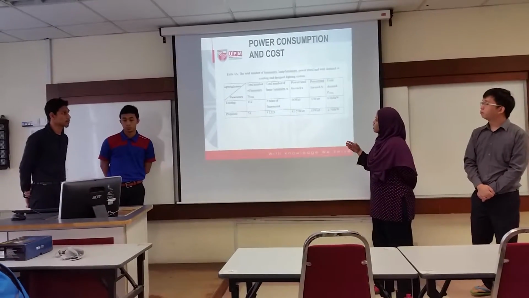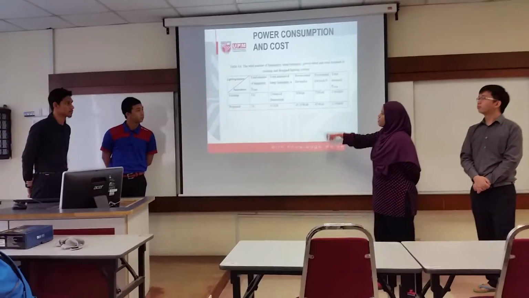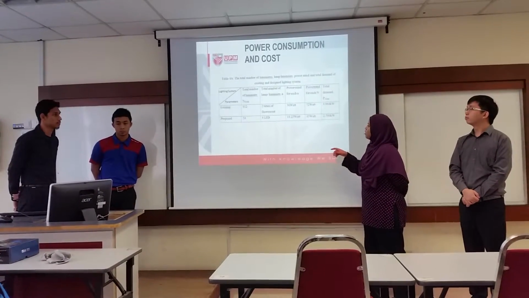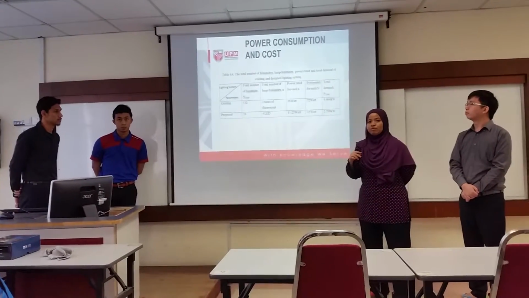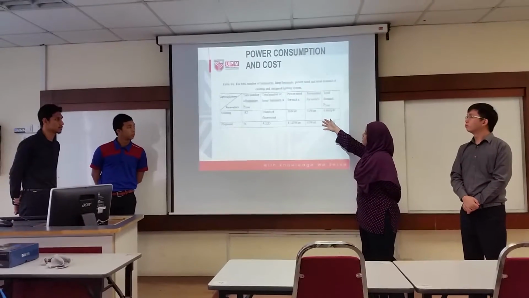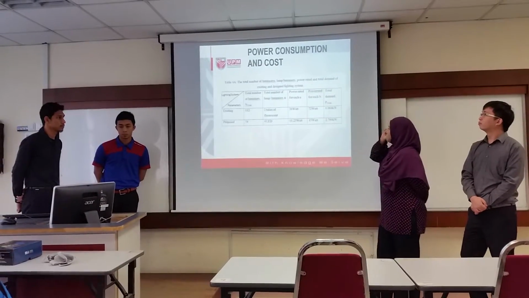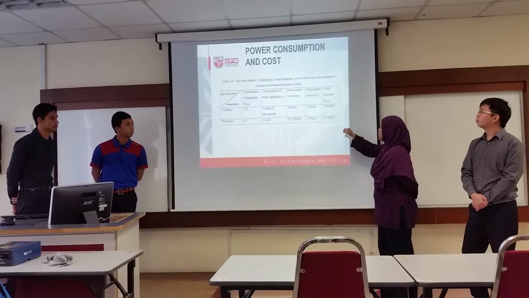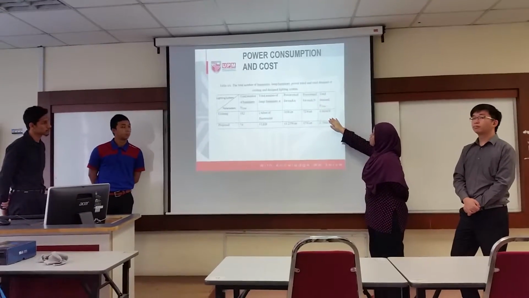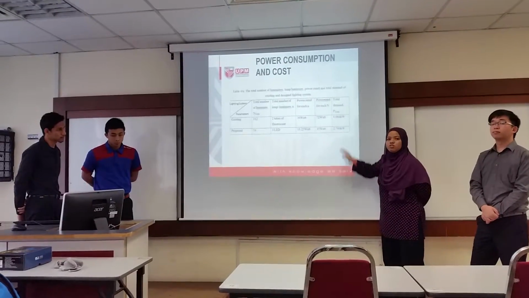For each one, the power rated is 36 watt for the fluorescent lamp, and 11.25 watt for the LED. For the total per luminaire, it is 72 watt for fluorescent and 45 watt for LED. For the total demand, the fluorescent is 8.064 kilowatt and the LED is 2.7 kilowatt.